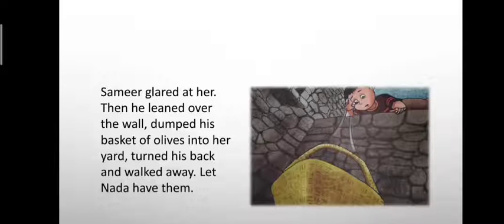Samir angrily looked at her. Then he leaned over the wall, dumped his basket of olives into her yard, turned his back and walked away, let Nada have them.